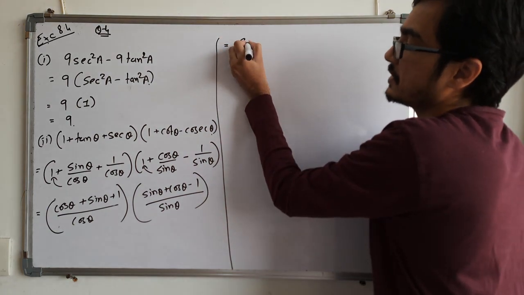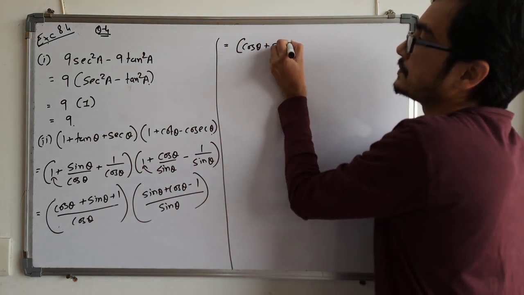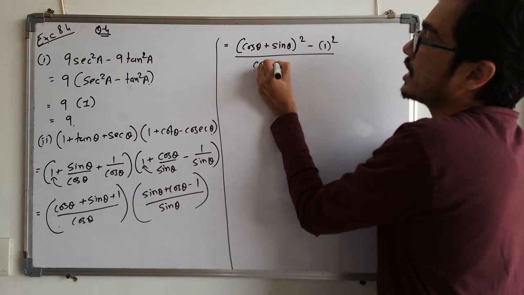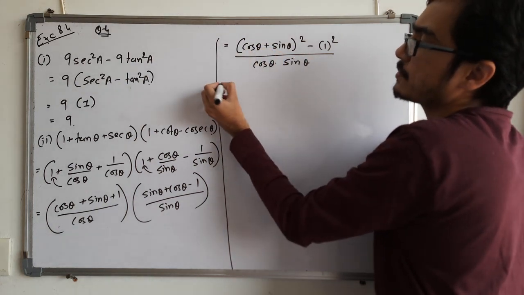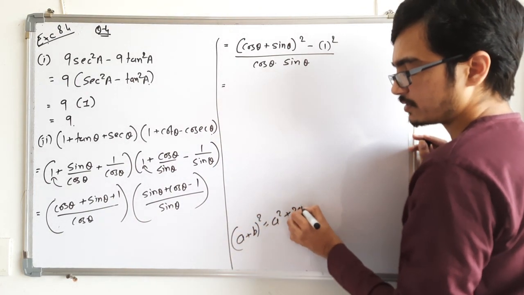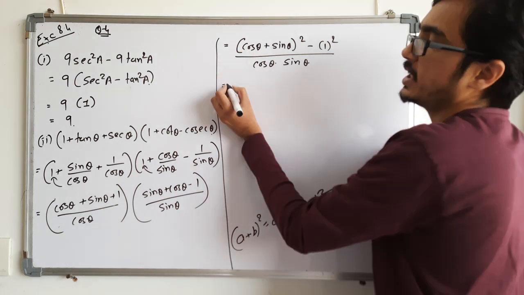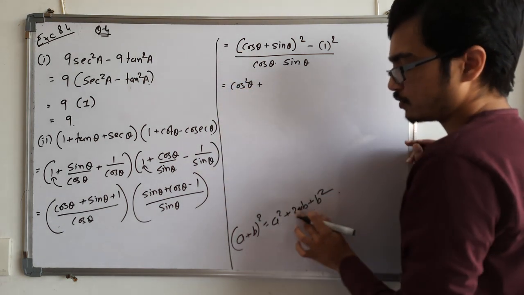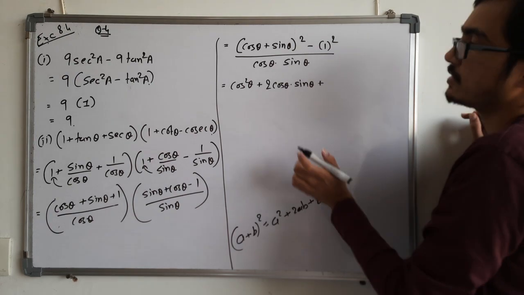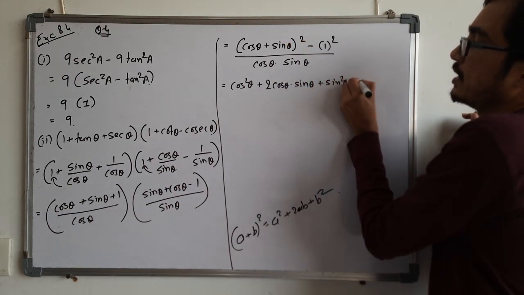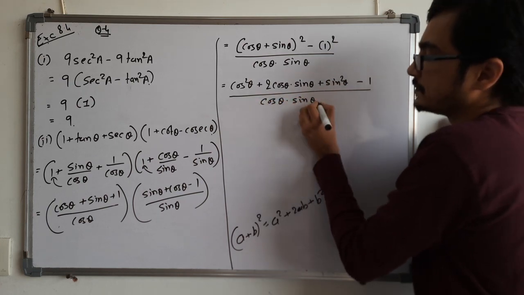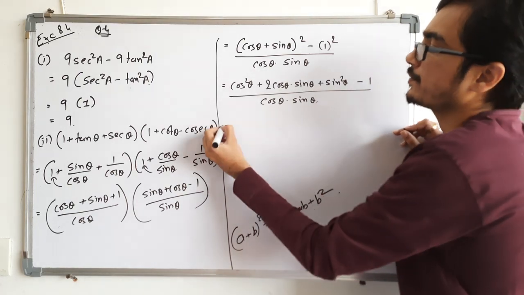So x square, in the sense, cos theta plus sine theta whole square minus 1 square upon cos theta into sine theta. This will be expanded using the identity a plus b whole square equals a square plus 2ab plus b square. So a square is cos square, plus 2 into cos theta into sine theta, plus b square, that is sine square. As I told, during 8th and 9th, this identity will never leave you alone.